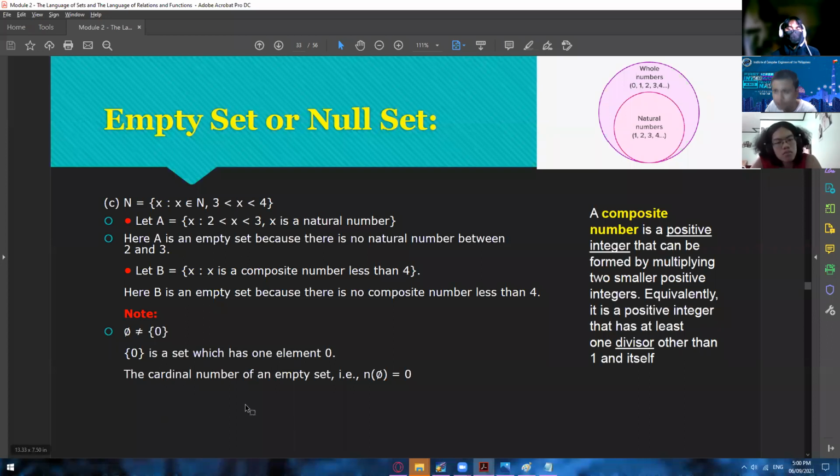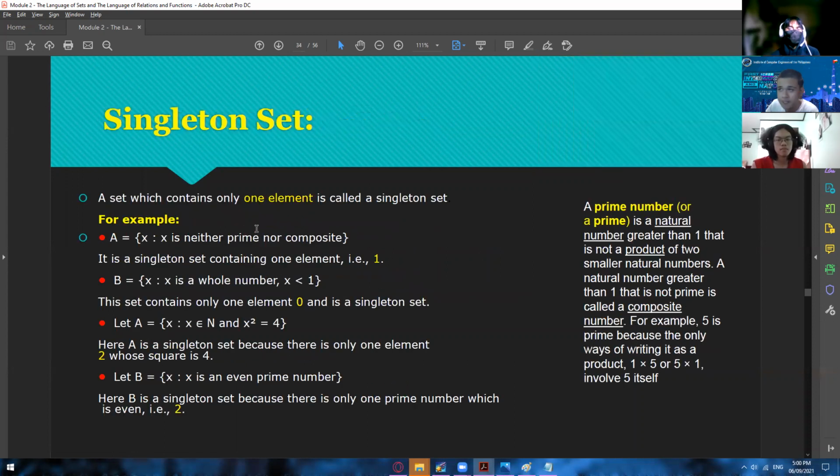Question or clarification before we proceed to the next one? Okay, so I would assume that there is none since no one is speaking. So let's now proceed to the singleton set.